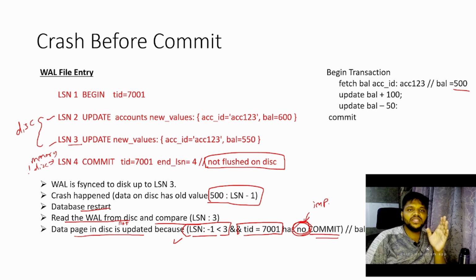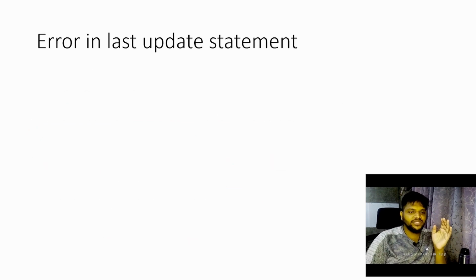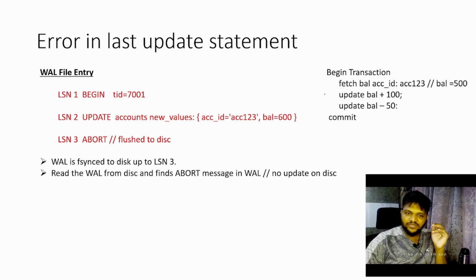Cool. Now finally we would be looking into the last use case, that is error in the last update statement. So you see this, same example. What we are trying to discuss here is that this was updated onto the disk, and when I say onto the disk, it means the instruction in the WAL file is present on the disk. It has not yet been updated onto the data page. But now when I was executing this, it failed because of some error. And abort happened. So the WAL is synced to the disk up to LSN 3.